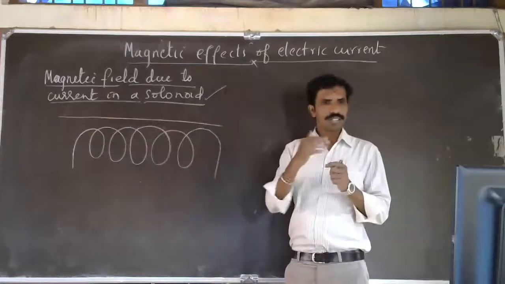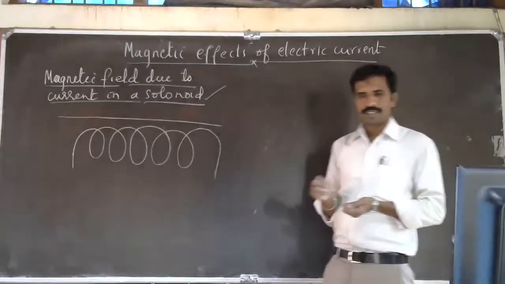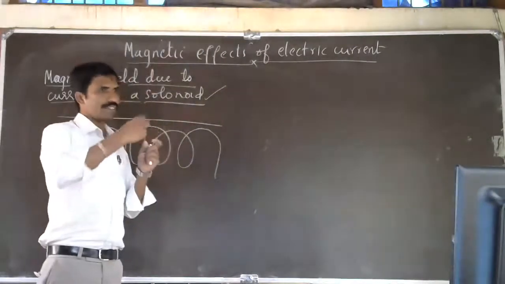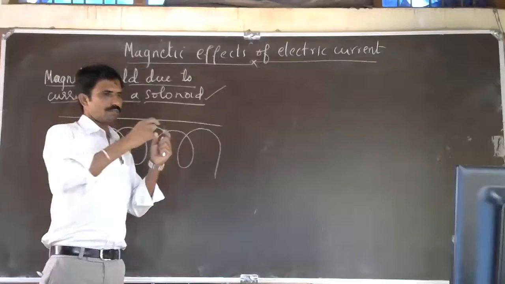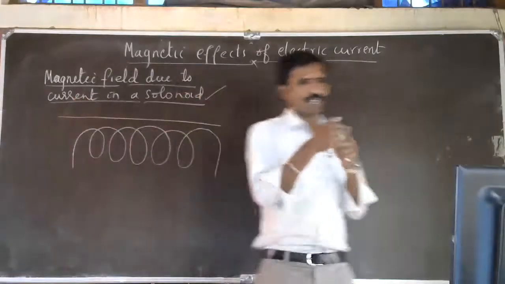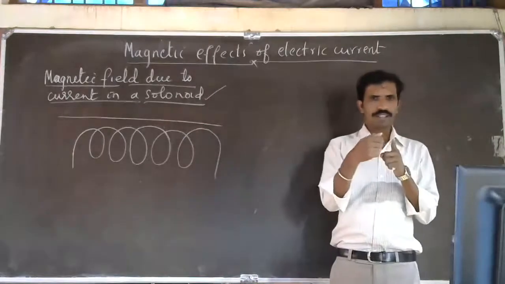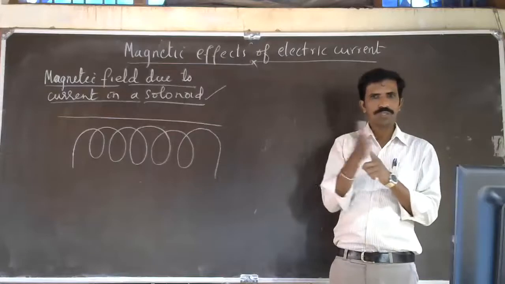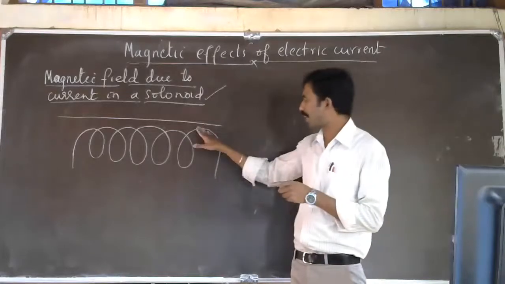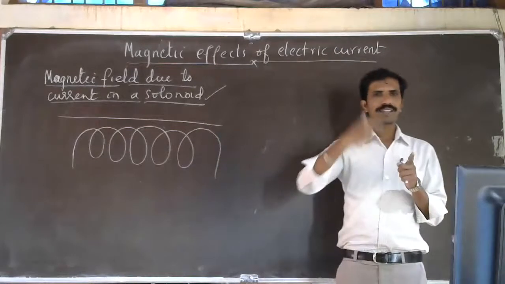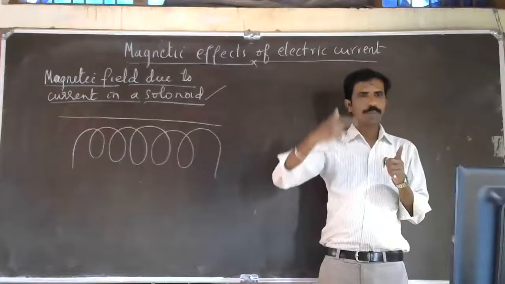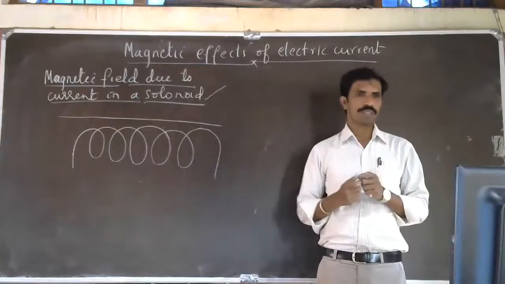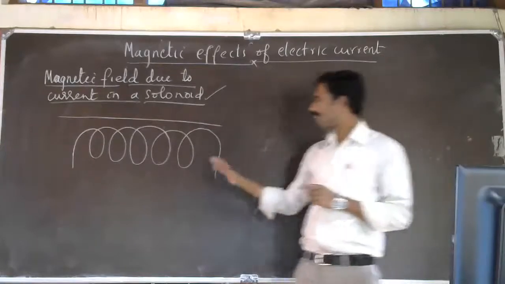It is coiled in such a way that if you take a wire and coil it, the number of turnings are more, and the turnings are very close to each other. This is called a solenoid. A solenoid is nothing but a copper wire coiled with a large number of turnings, that is called a solenoid.